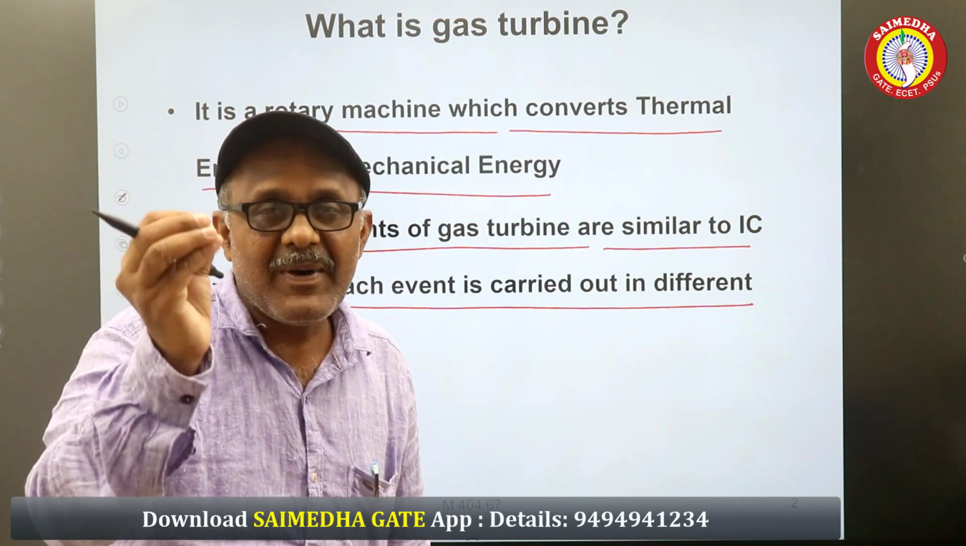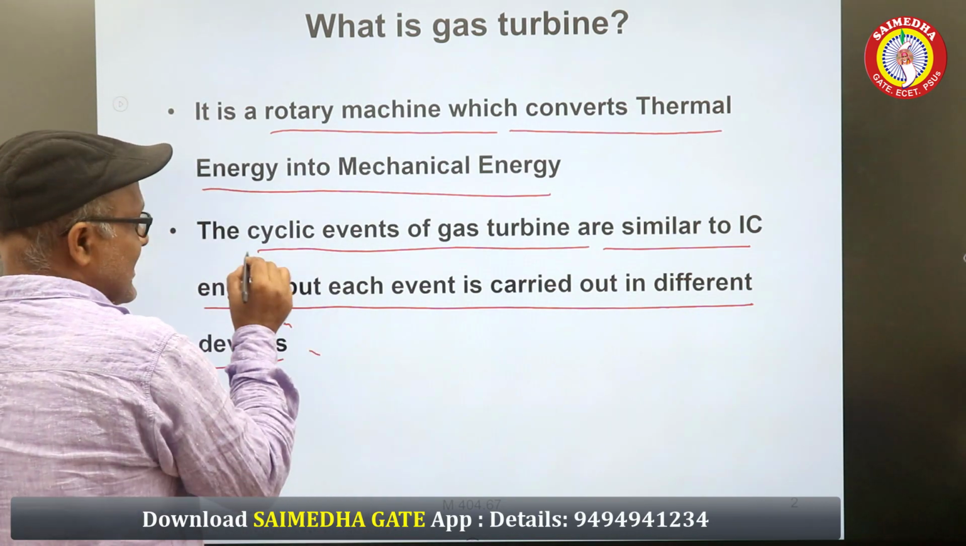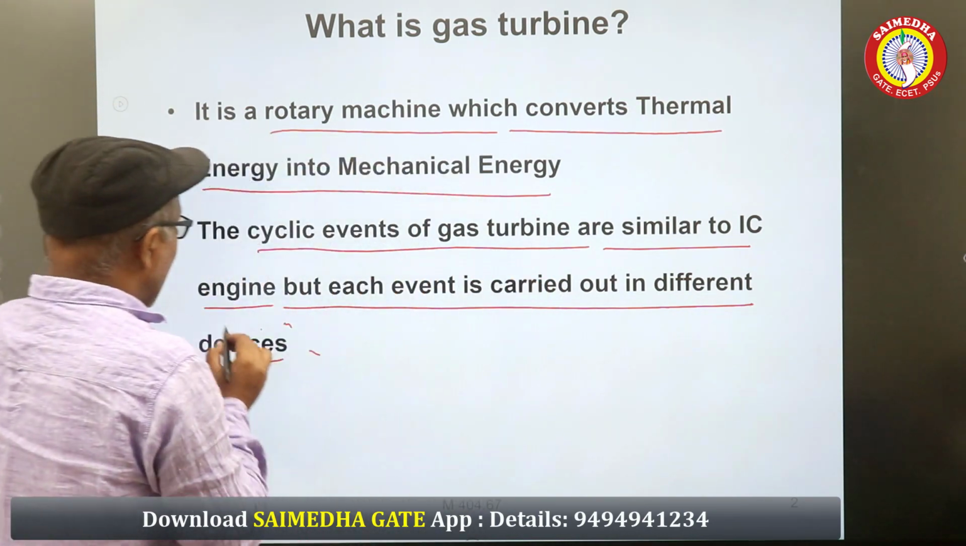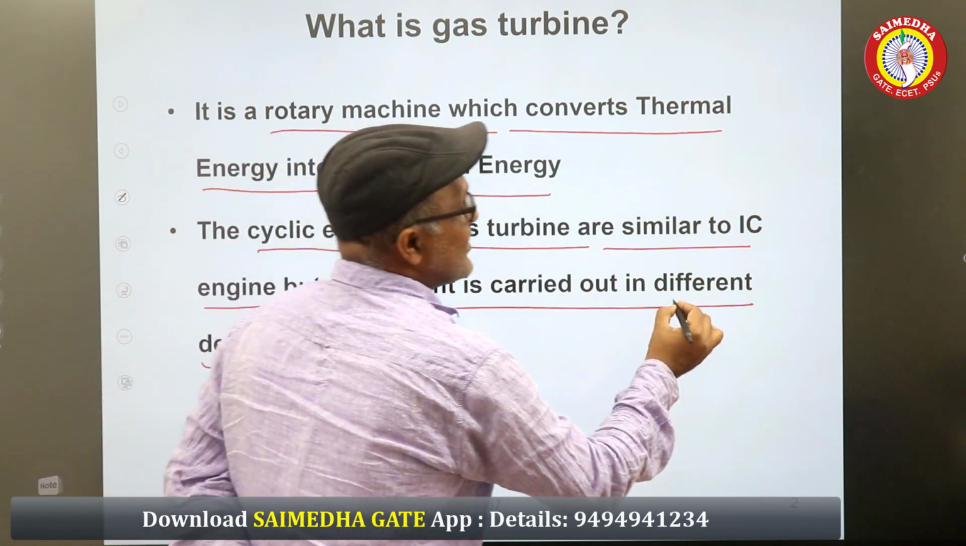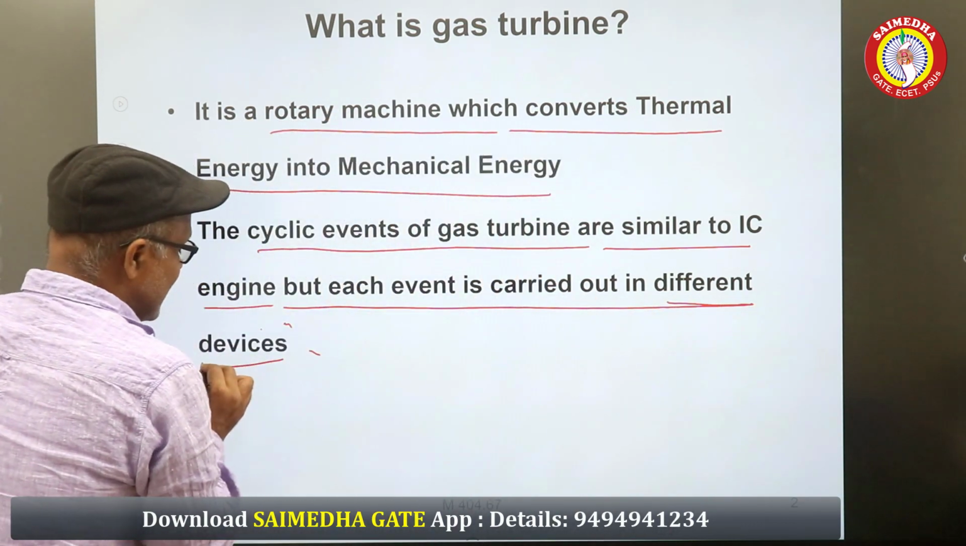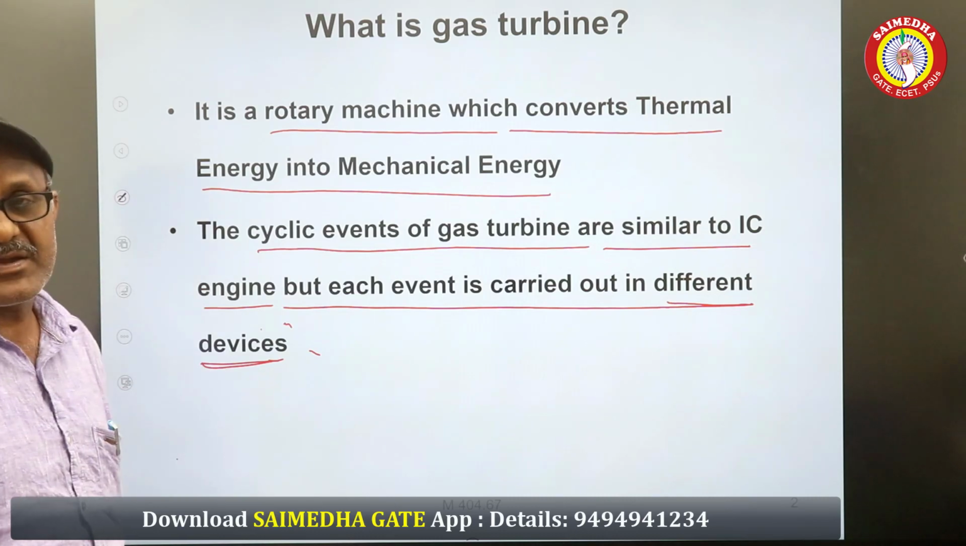There is a separate device for each event, my dear friend. The cyclic events of a gas turbine are similar to an IC engine, but each event is carried out in different devices, my dear friend. It's very, very important.